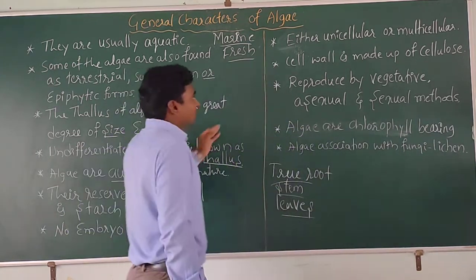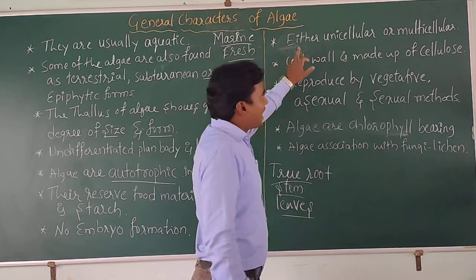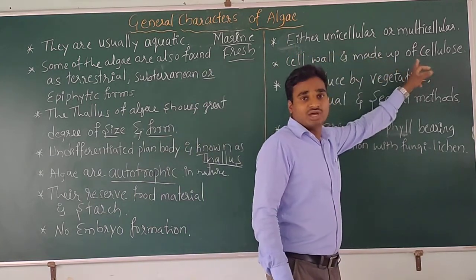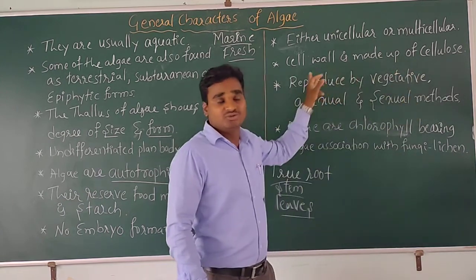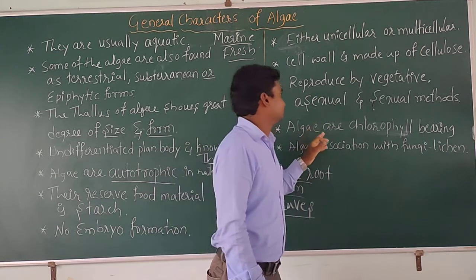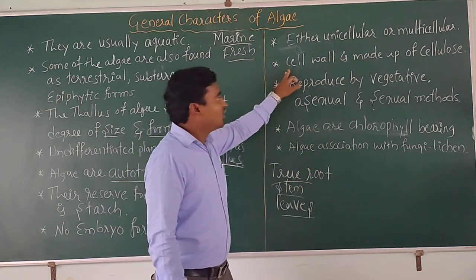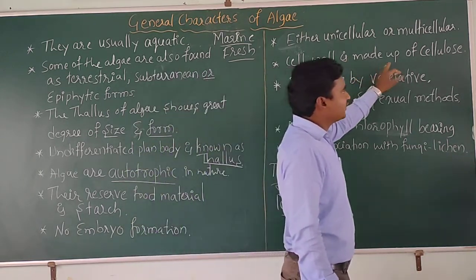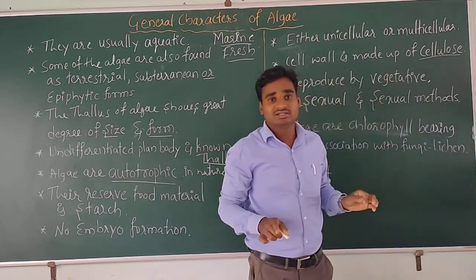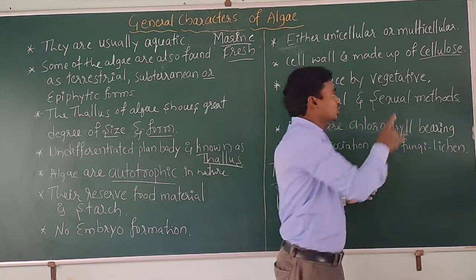Next point, algae are either unicellular or multicellular. Some algae are unicellular and some algae are multicellular in nature. Next point, the cell wall is made up of cellulose. The cell wall of the algae is made up of cellulose.